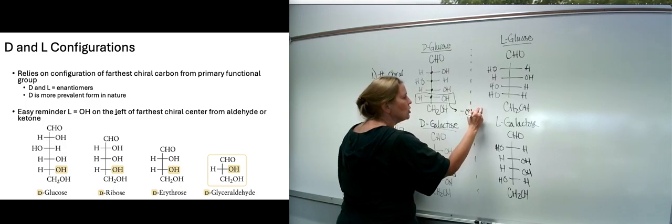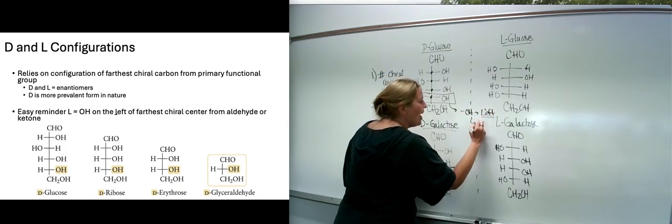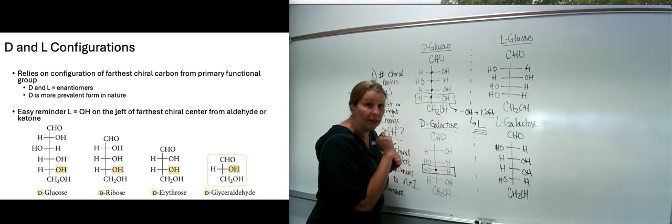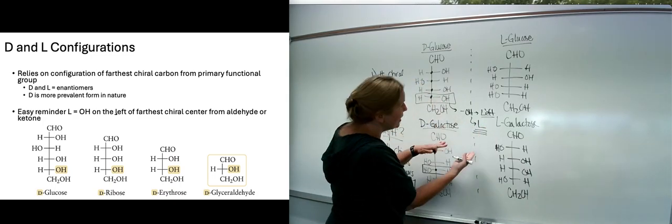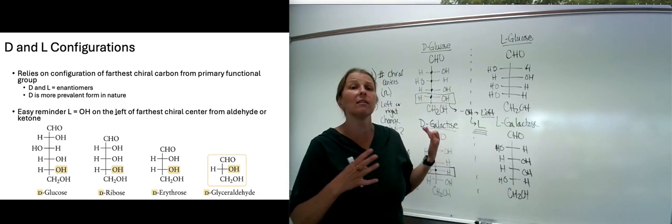If the OH is on the left, that is the L configuration. If the OH, though, is on the right, so I remember L for left, that's the easy way, then you just remember, if it's on the other side, if it's on the right, then it's D.